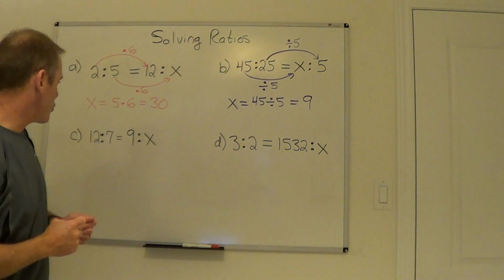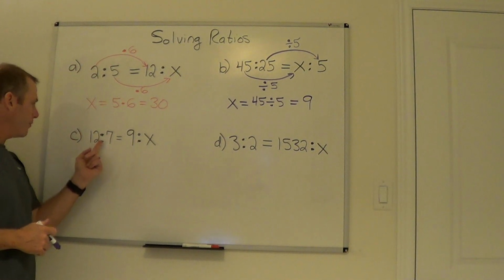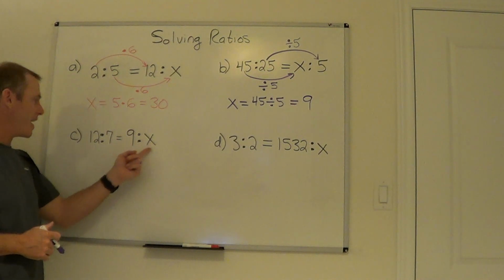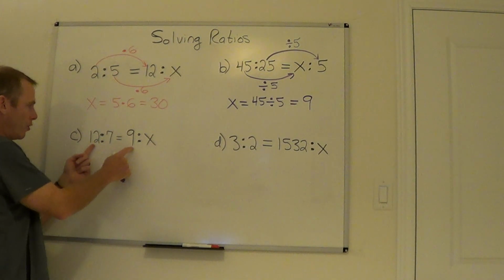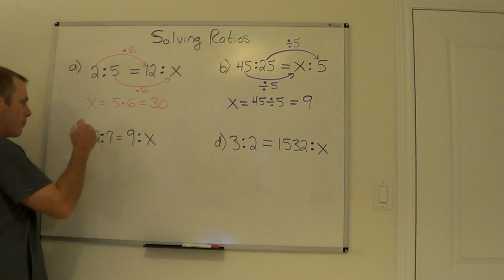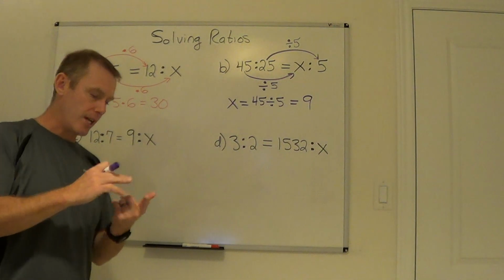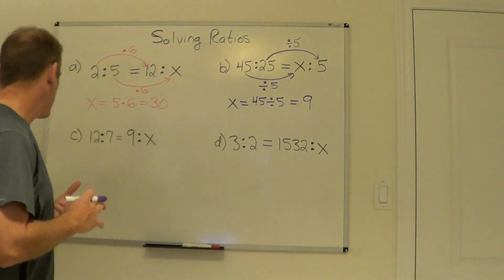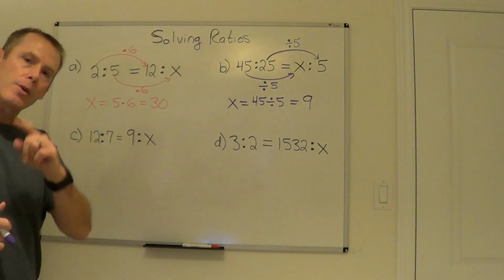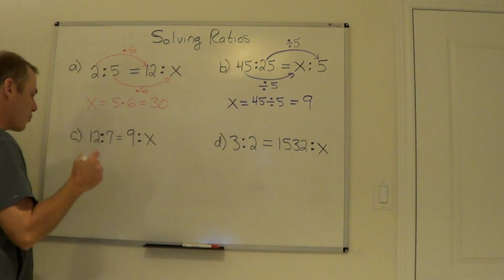Now, here's where things change up. In C, we have a 12 to 7 ratio equal to a 9 to x ratio. So again, I look at my two numbers here. I've got my first two parts of the ratio, and I go from 12 to 9. I can't come up with a factor that I can multiply or divide 12 by to get to 9. So here's what I'm going to do to solve it, and you can do this to solve any ratio: I'm going to write them as fractions.